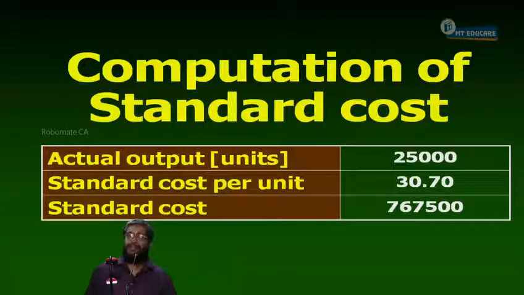Finish copying. In this slide, actual output is 25,000. A single line can be written: 25,000 units into 30.7 is equal to 767,500. That is the content of the slide.